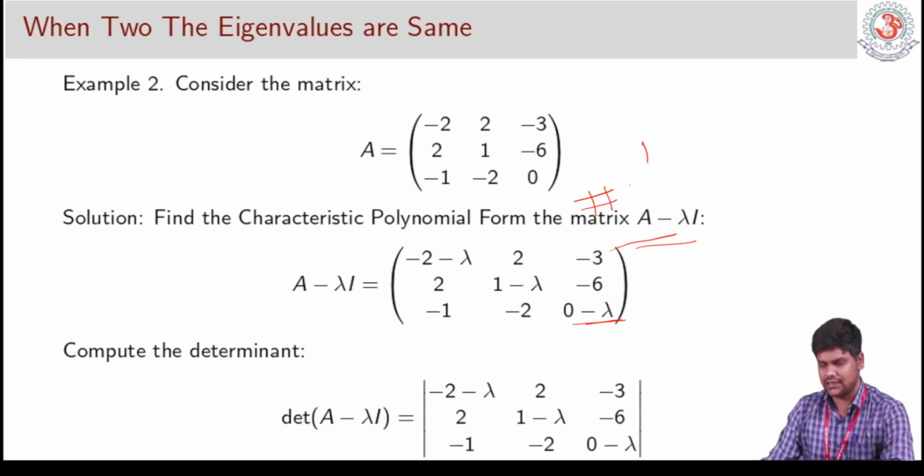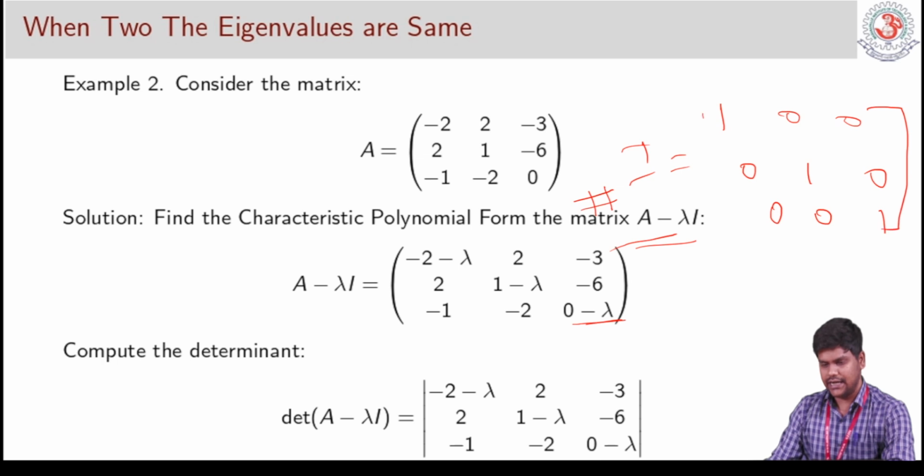I is nothing but 1 0 0, 0 1 0, 0 0 1. So this is a 3 cross 3 identity matrix. Multiplying by lambda here gives lambda I. So A minus lambda I is nothing but this one. To find the characteristic polynomial, we need to compute the determinant of this matrix.